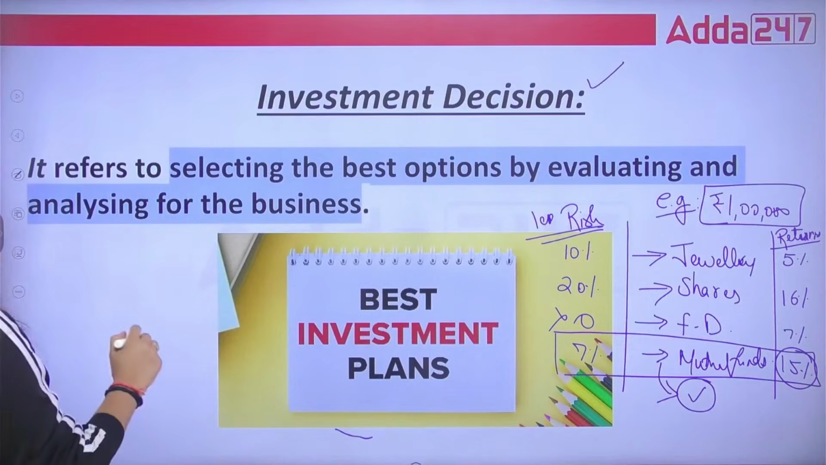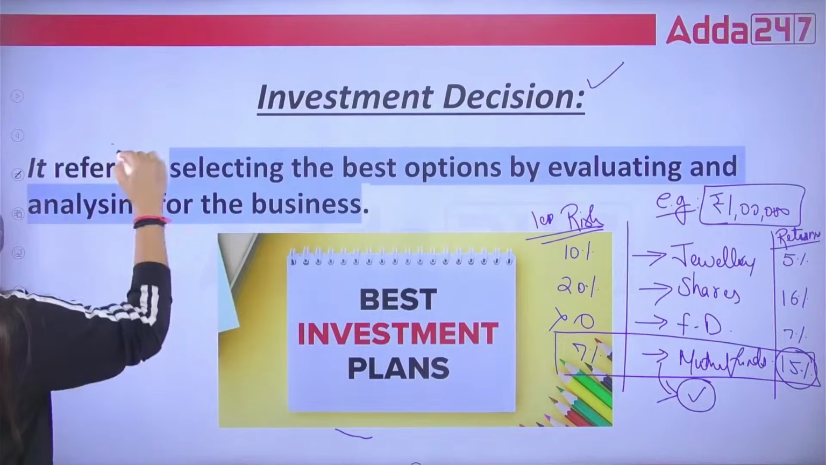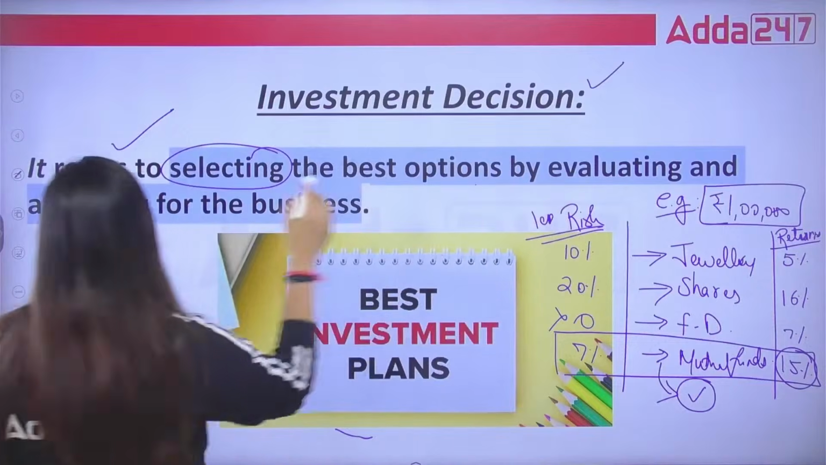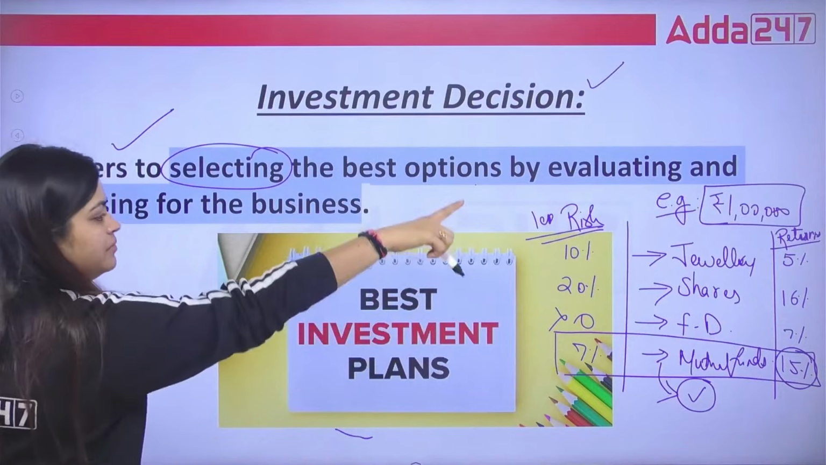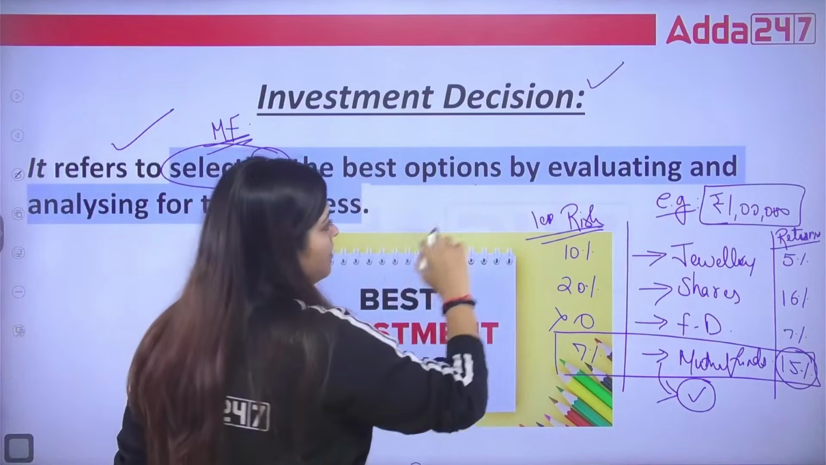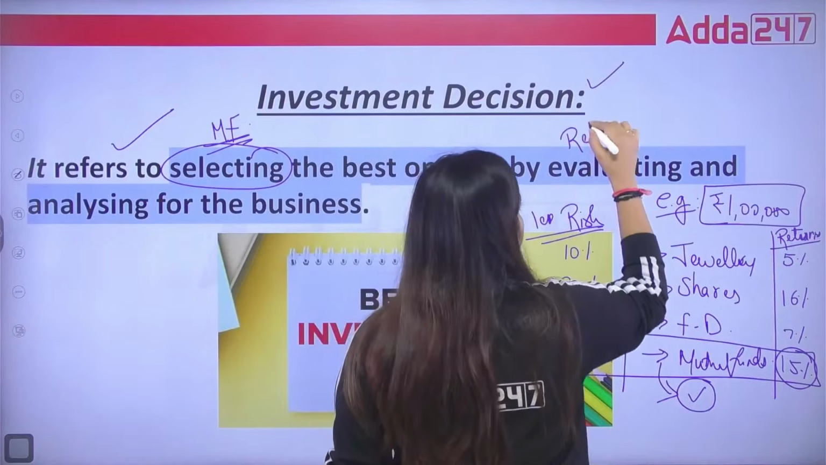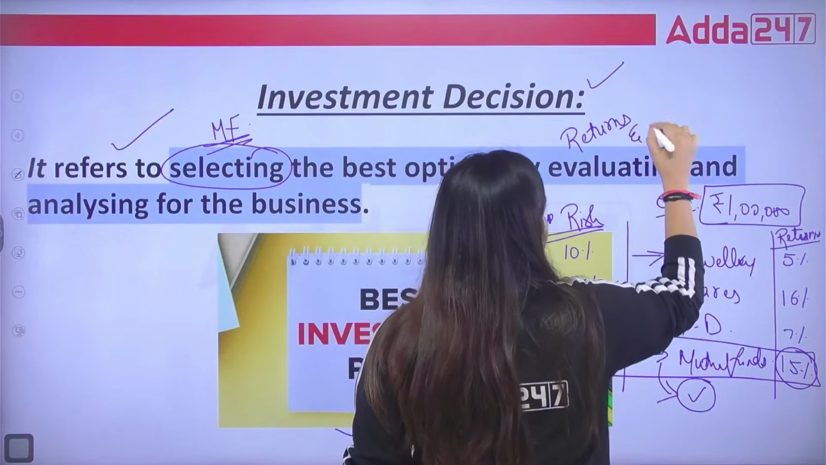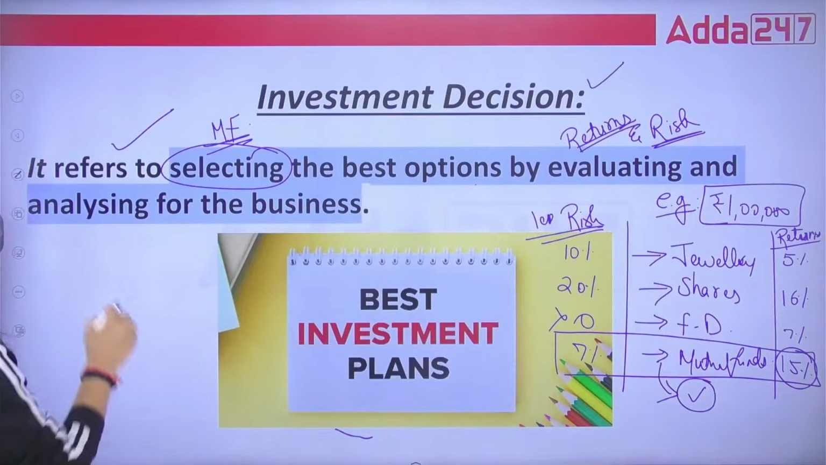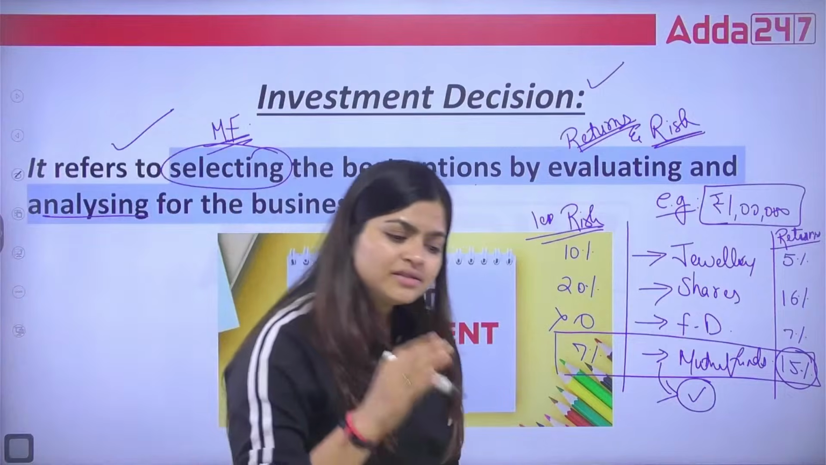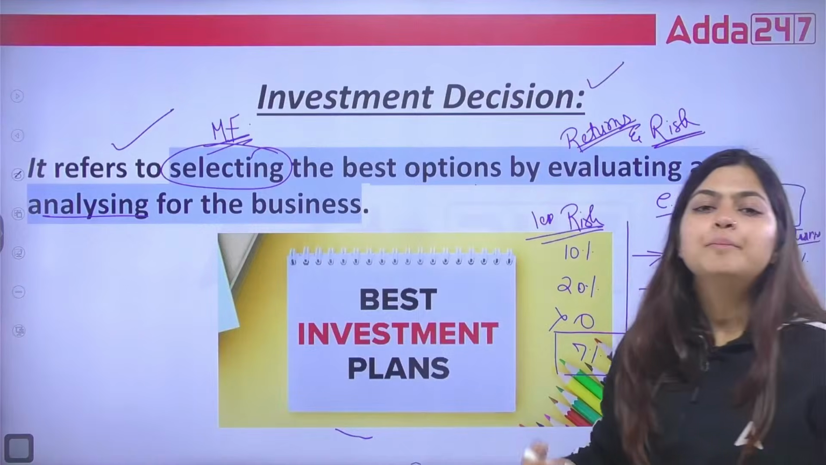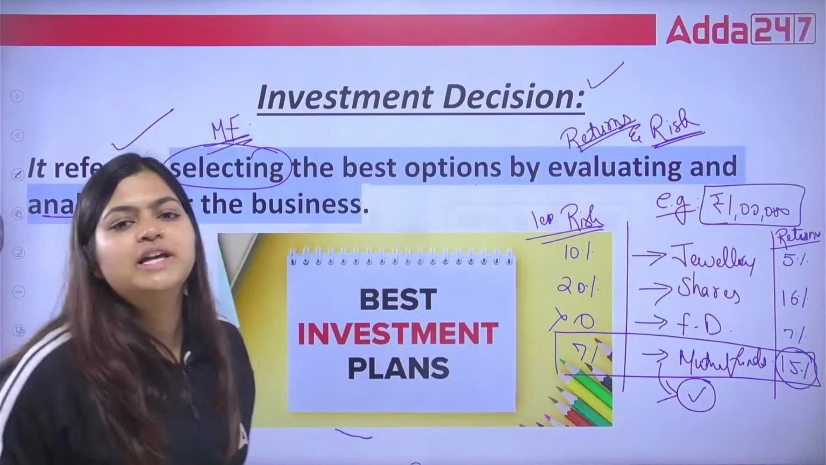So what is investment decision? It refers to selecting the best option by evaluating and analyzing for the business. Like from these options, I have selected mutual funds. Correct? This is the best option by evaluating, by analyzing return as well as understanding the risk. By analyzing these things, I have evaluated and analyzed for the business. Correct? Same concept. As an individual, what we are doing, what we are calculating, the same thing businesses are doing. Okay, so this is what investment decision is.